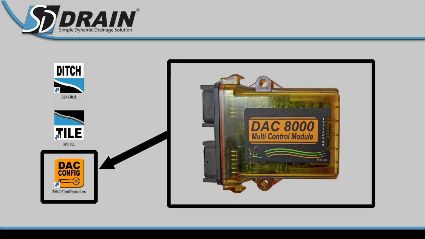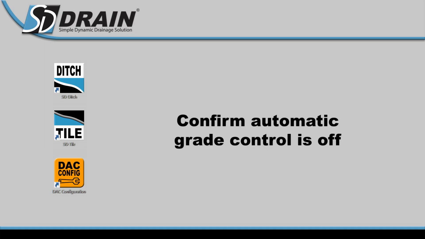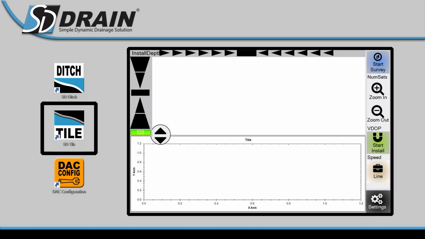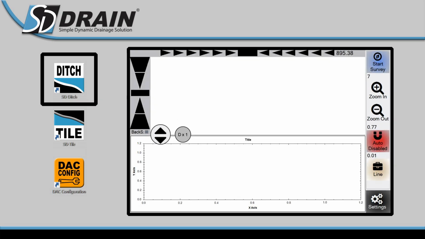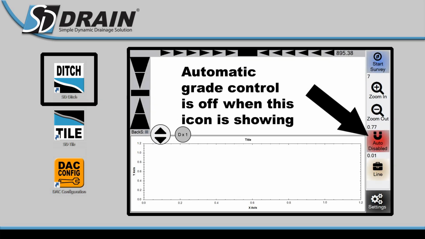To pair the DAC 8000 controller to the DAC configuration program, follow these steps. First, confirm automatic grade control is off. For SD Drain tile, automatic grade control is off when the Start Install icon is showing. For SD Drain ditch, automatic grade control is off when the Auto Disabled icon is showing.